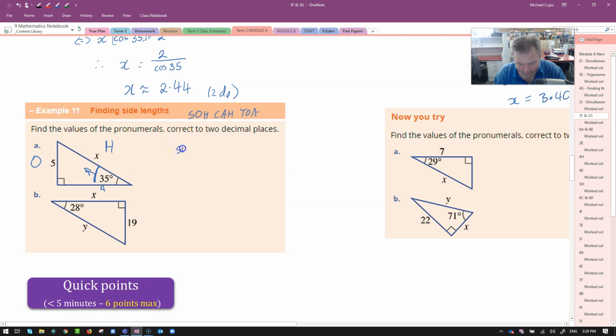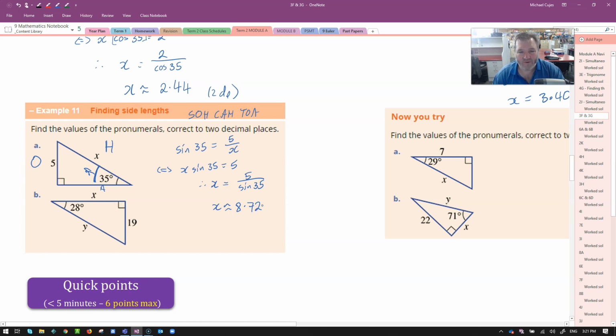So I'm going to write out my rule. Sine 35 equals the opposite side 5 divided by the hypotenuse x. I don't like my x being on the bottom. Multiply through by x. I've got x sine 35 equals 5. So the exact value of x would be 5 divided by sine 35, but they've asked me to answer to 2 decimal places. And so I go ahead and do that now. 5 divided by sine 35 equals, and I'm getting 8.72 to 2 decimal places.